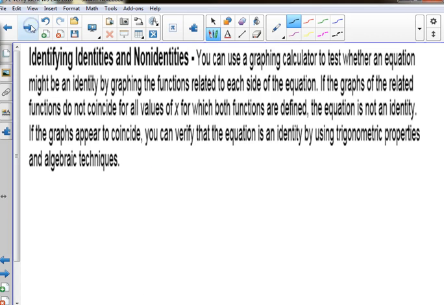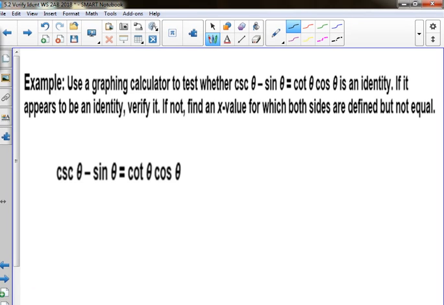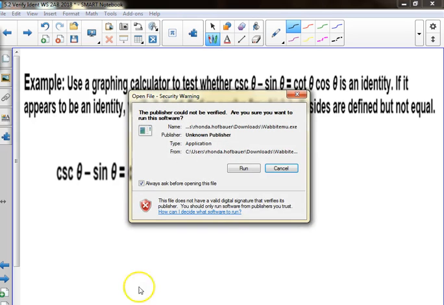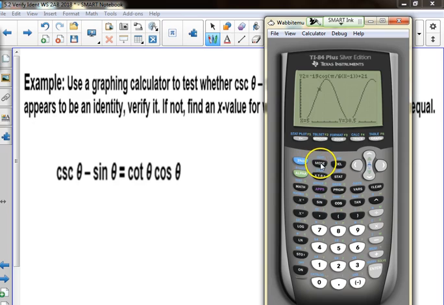All right, everybody good? All right, this verifying section says use a graphing calculator to test whether this is an identity. Okay, how do I graph? First of all, what mode do I need to be in? Radians. I'm going to make sure I don't have anything in my y equal.